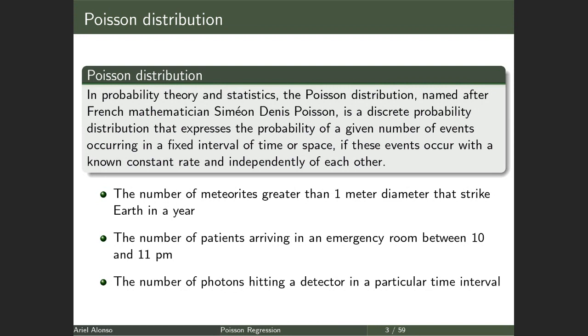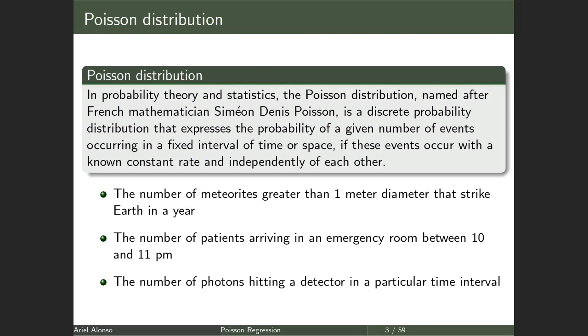in a certain hospital. Again, we have some kind of idea about the average number of patients we get every Saturday between 10 and 11 p.m. in Vergallesa hospital here in Hasselt. But exactly at what time they are going to come, that is something that we do not know. Or, for instance, if you're talking about physics, the number of photons hitting the detector in a particular time interval. These are the type of situations where you may be interested in using the Poisson distribution.